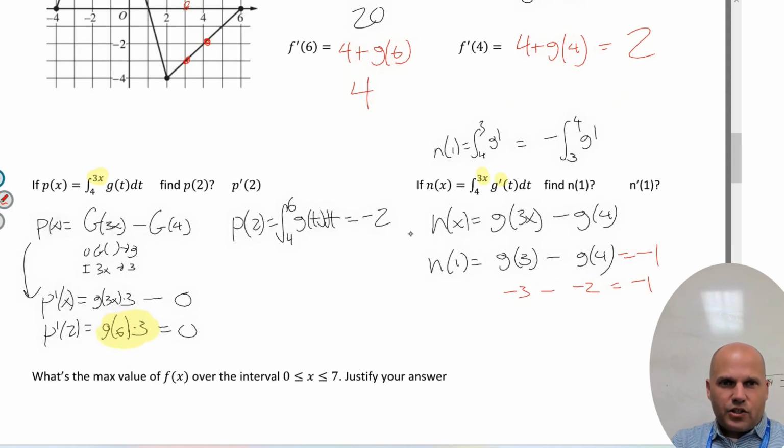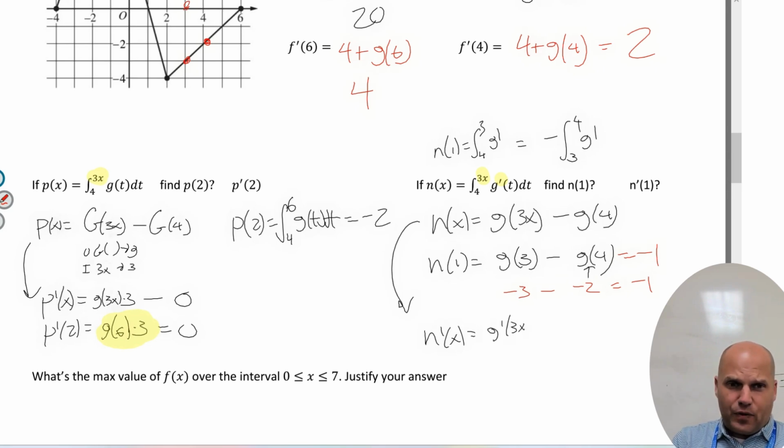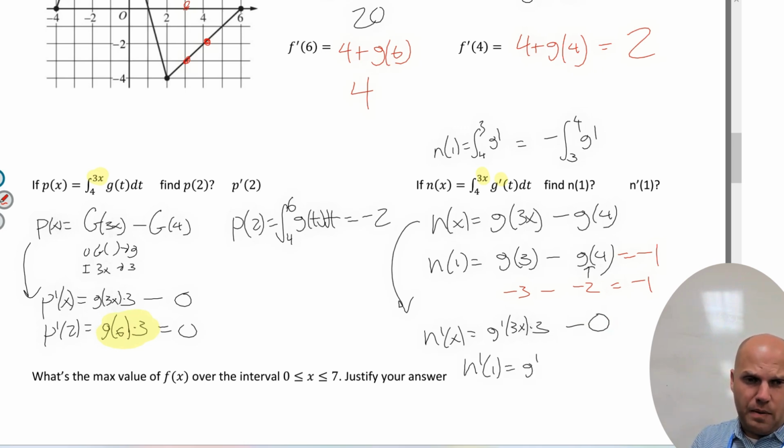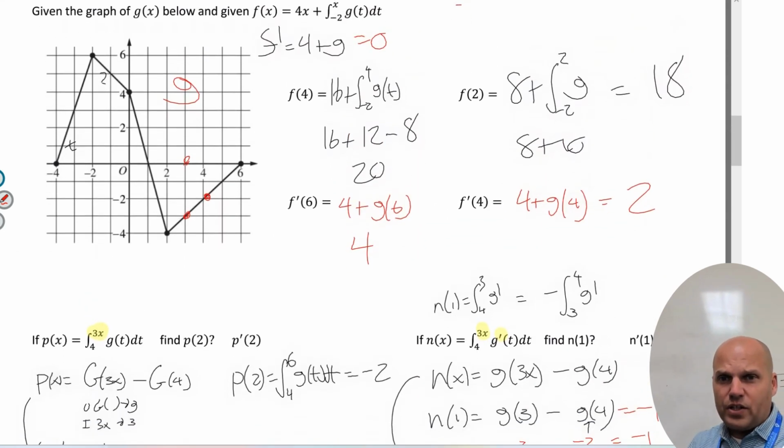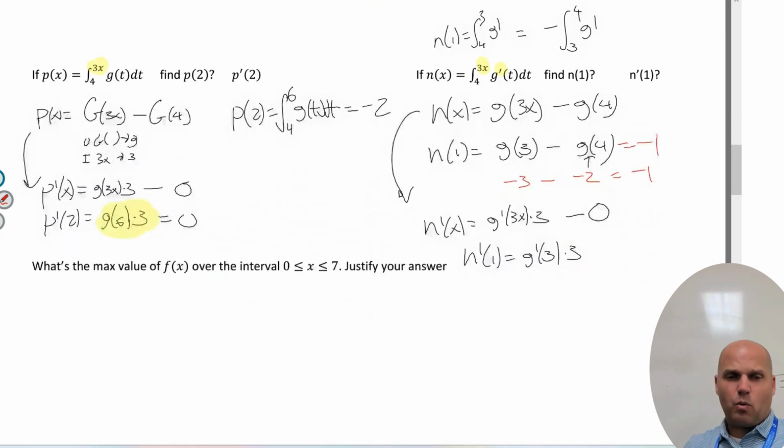Okay, well, since this is n prime, using the chain rule, this is g prime of 3x times 3, and then g of 4's derivative is 0, because it's -2, and -2's derivative is 0, which means n prime of 1 equals g prime of 3 times 3. g prime of 3 is the slope. Happens to be 1, times 3 is 3.